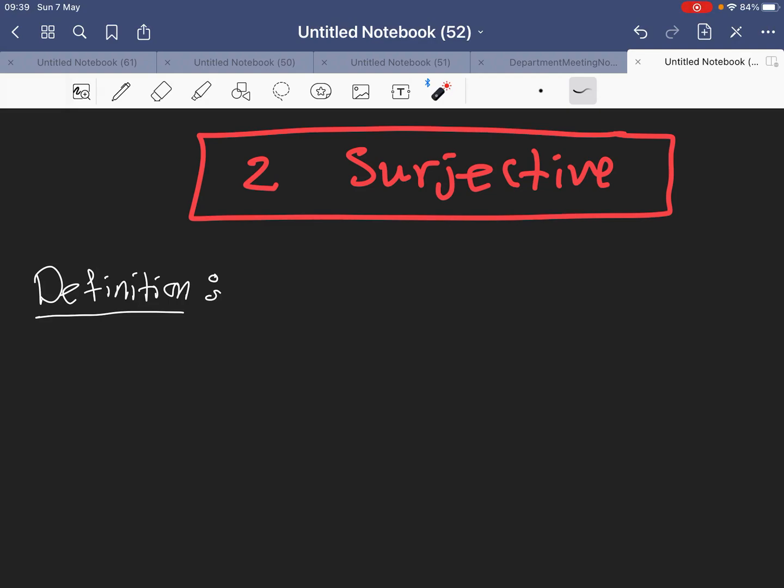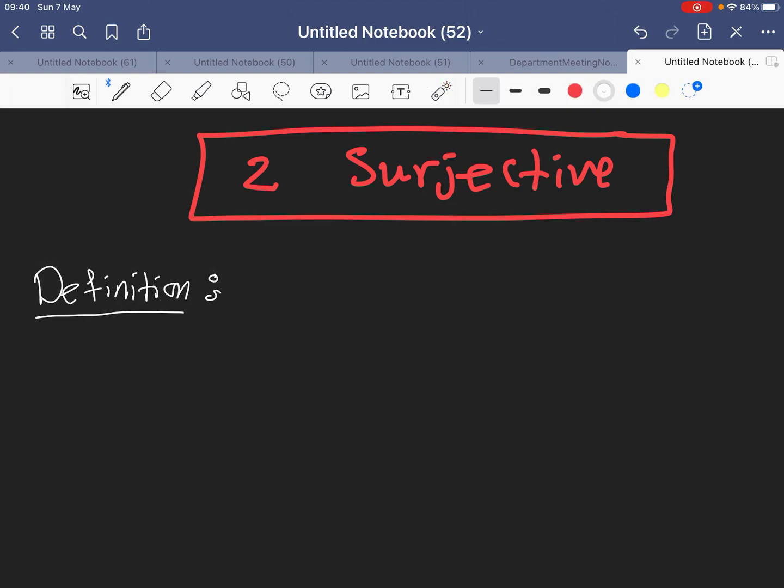Welcome back. Today we will still be talking about functions, and today we will have two main definitions. One of them is surjective functions and the other one is bijective functions. In the last video, which you should go back and watch if you haven't, we talked about injective functions, and in this part we will talk about the surjective function.